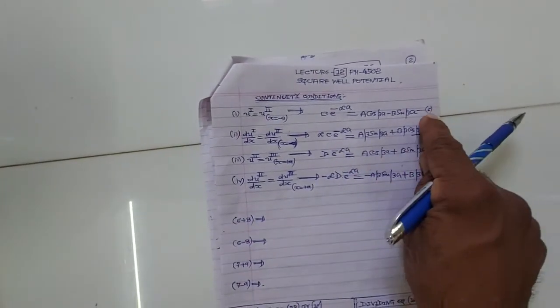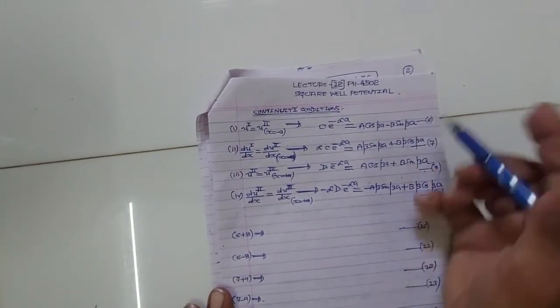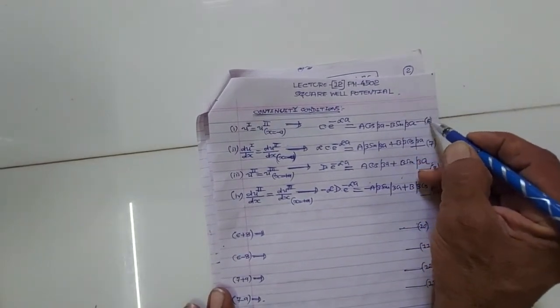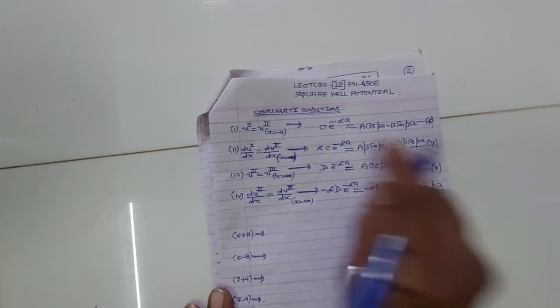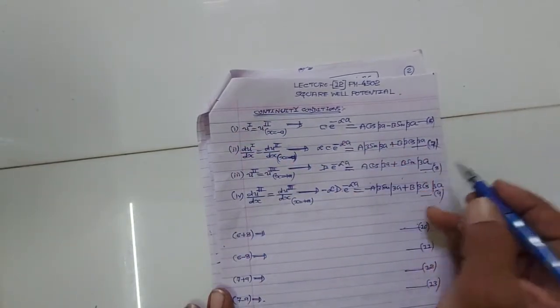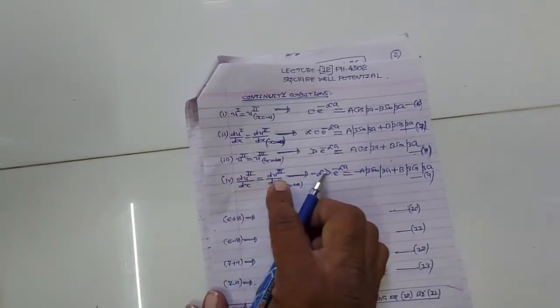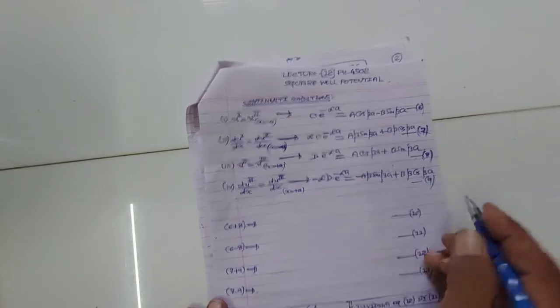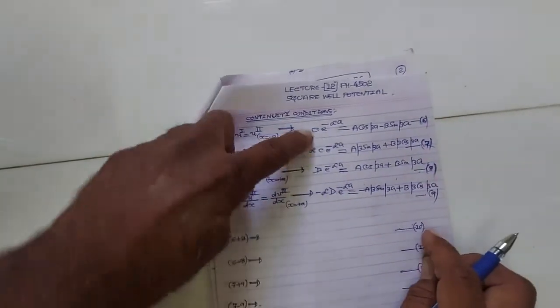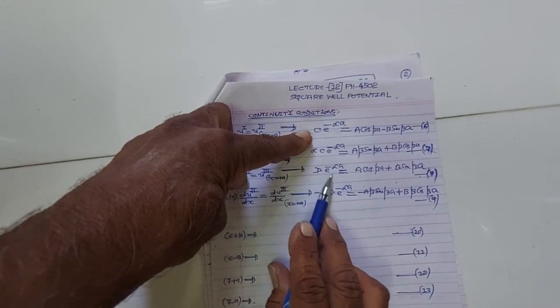So first we take the sum of equations 6 and 8. This is equation 6: from u1 is equal to u2, we get equation 6. From du1 by dx equal to du2 by dx, we get equation 7. From u2 is equal to u3, we get equation 8. From du2 by dx equal to du3 by dx, we get equation 9. So let us take the sum of equations 6 and 8. The left hand side of equation 6 is c e raised to minus alpha a, plus d e raised to minus alpha a.